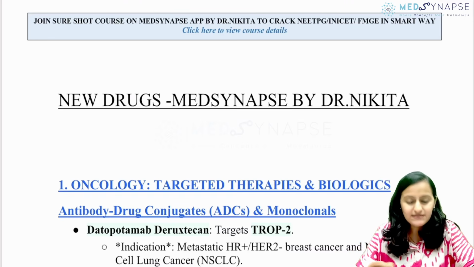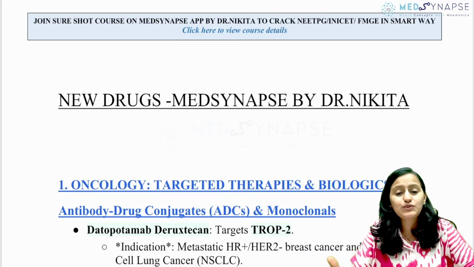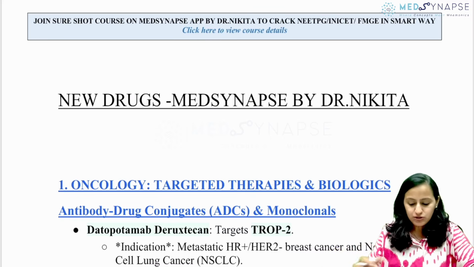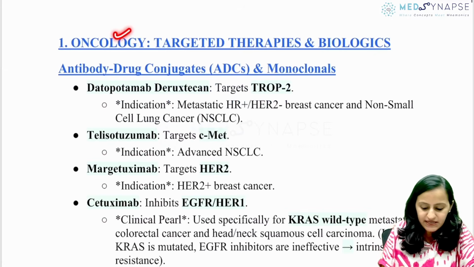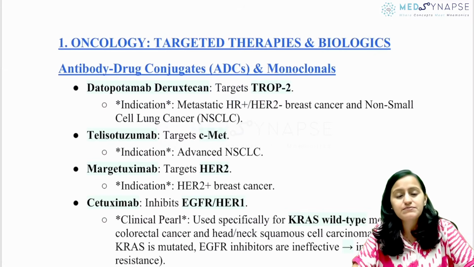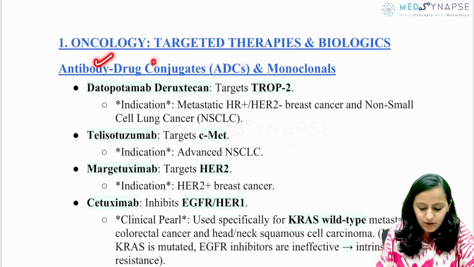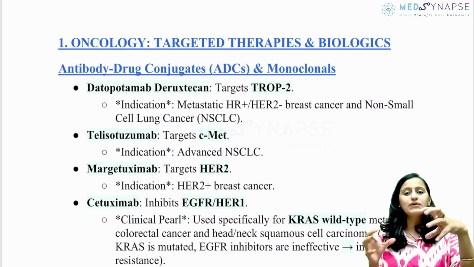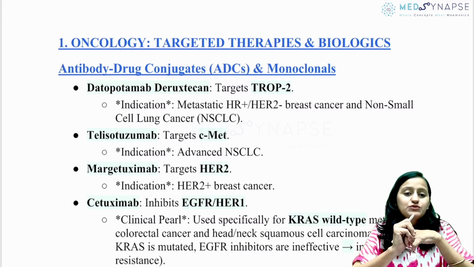So let's quickly start discussing. In this session, I'll not just tell you only the drugs, I'll tell you some easy tricks to remember those drugs also. So starting with the first one, oncology, the cancer wale drugs, targeted therapies and biologics. So you have antibody drug conjugates and monoclonals, ADCs, that is antibody and a drug conjugate. It is conjugated to another drug.